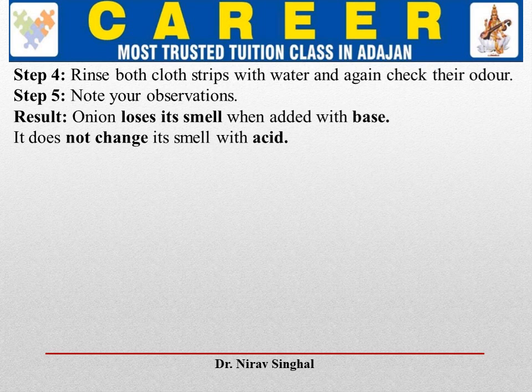This indicates that all those substances which overcome the smell of onion are basic in nature, and those substances in which onion smell is retained are acidic in nature. In this way you can also check whether any substance is acidic or basic at your home.